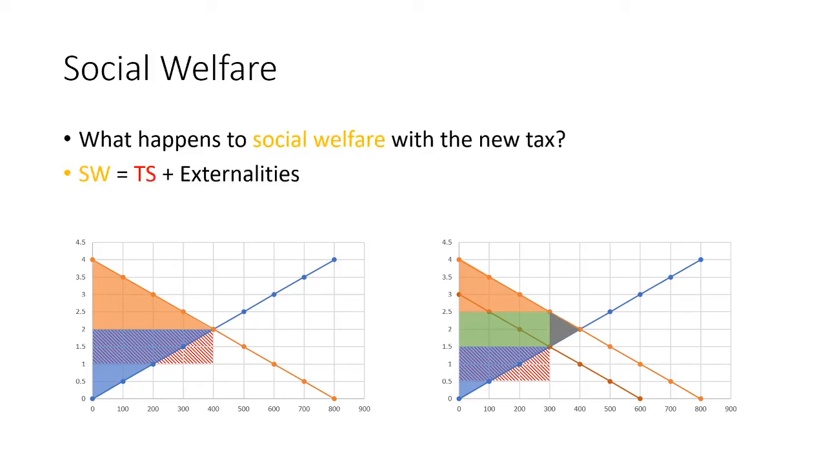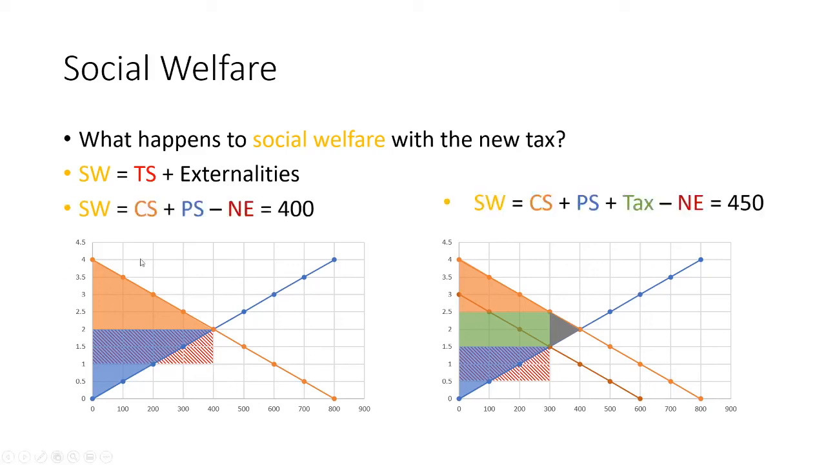What happens to the social welfare with this new tax? So our social welfare is just going to be our total surplus plus our externalities. So social welfare in this market is going to be the value of our consumer surplus, the value of our producer surplus, and then we're going to subtract out the area of this negative externality. That comes out to 400. The value of our social welfare in our market with the tax is going to be the area of our consumer surplus, the area of our producer surplus, the area of our tax revenue, and then we will also subtract out the area of our negative externality.